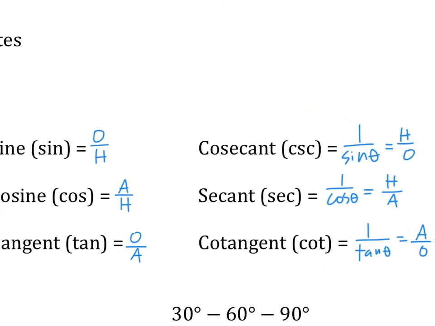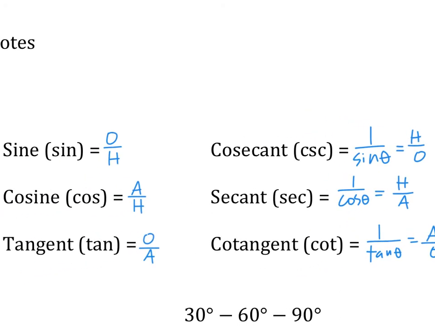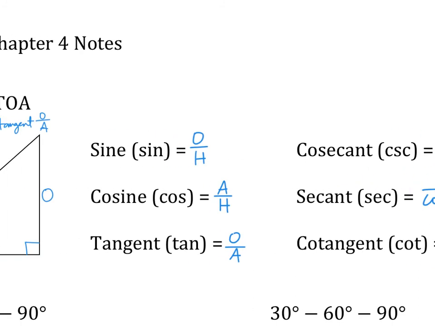Okay, so if you don't remember whether sine goes with cosecant or secant, just remember that S always goes with C. Because a lot of times we want to say sine goes with secant, but it's not. It's S and C.